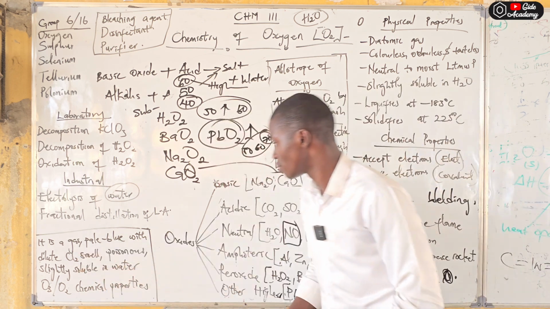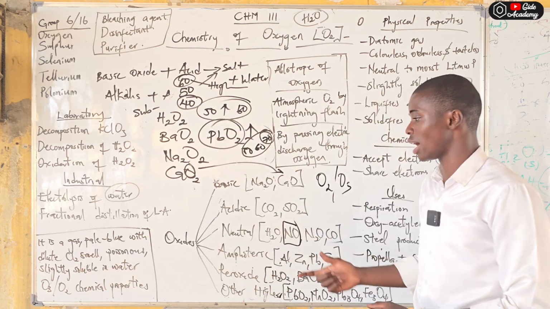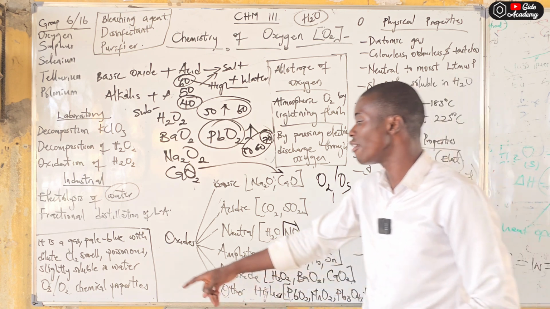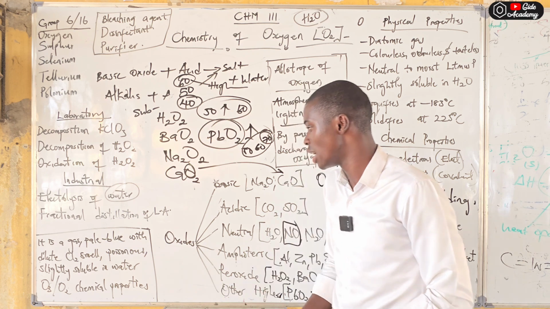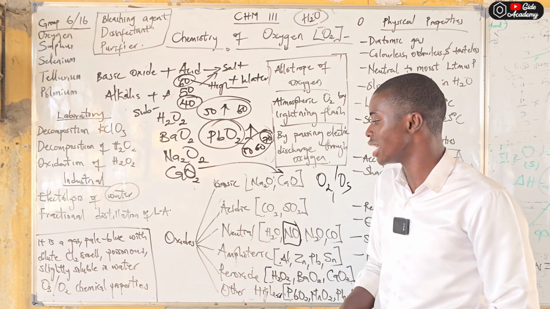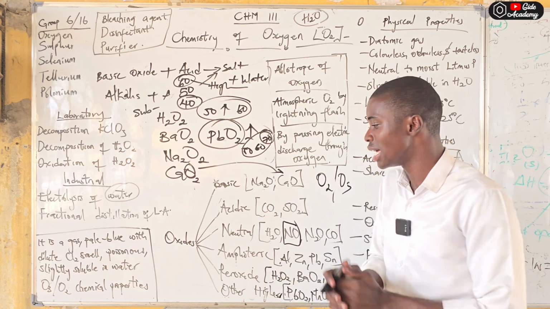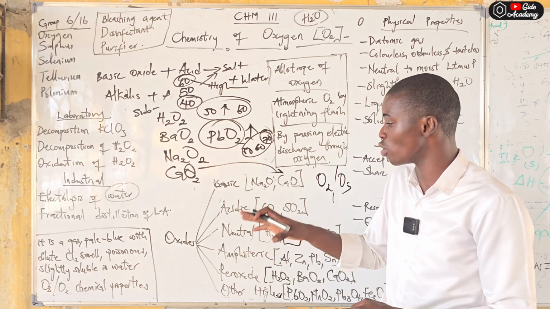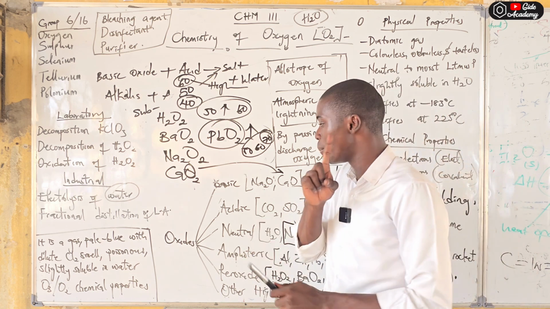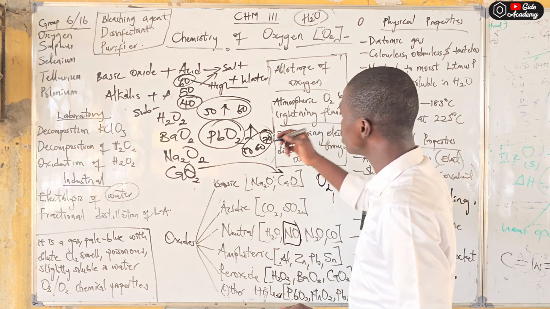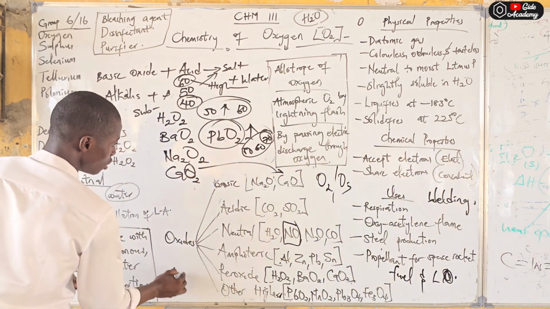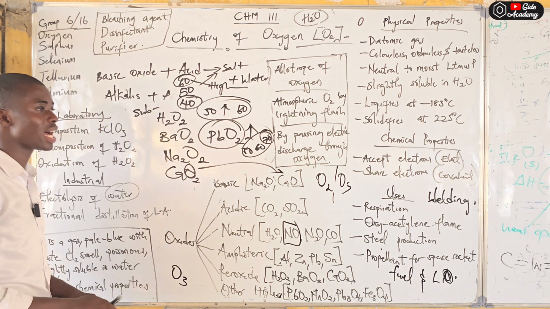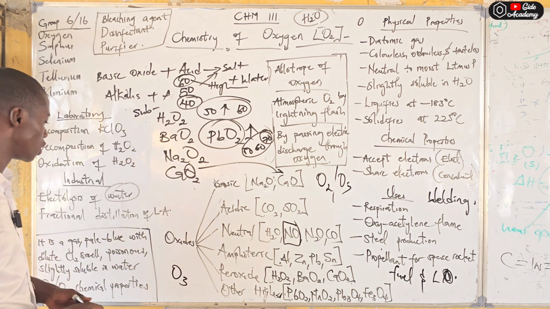So what are the properties of ozone? It is a pale blue gas. It has a smell of diluted chlorine. It is a very poisonous gas, extremely poisonous. Then it is slightly soluble in water. Ozone and oxygen have the same chemical properties. They can undergo the same reactions. But the difference is that ozone is more reactive than oxygen. I repeat, ozone is more reactive. The reactivity of ozone is higher than that of what? Of oxygen.